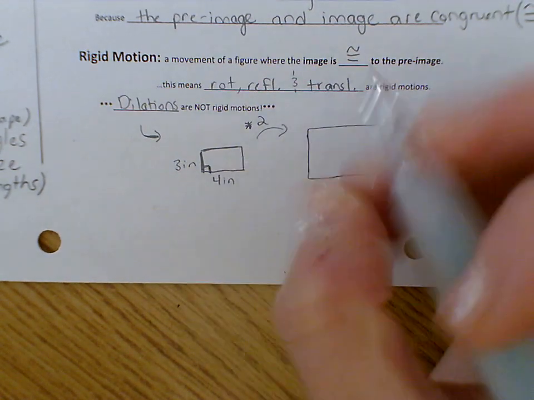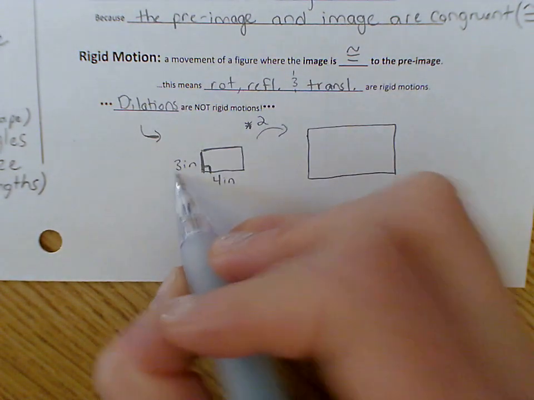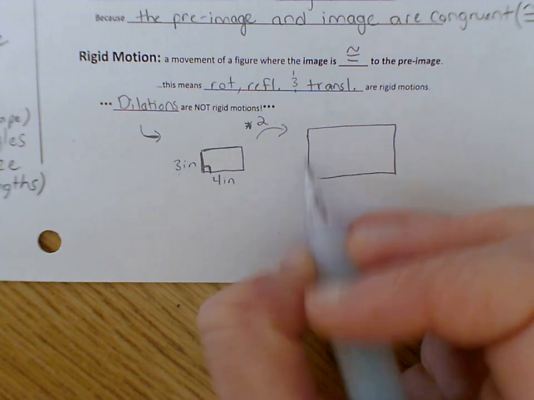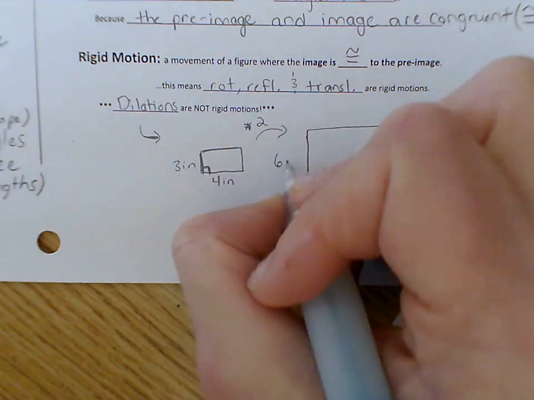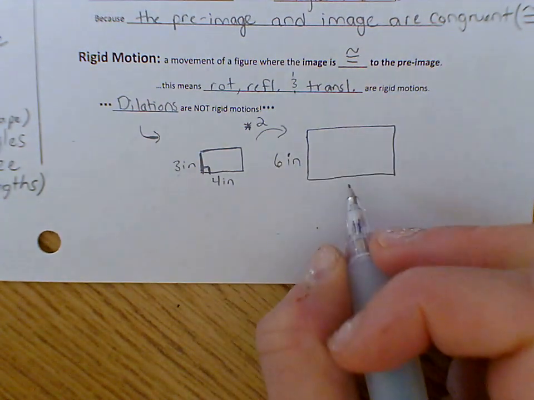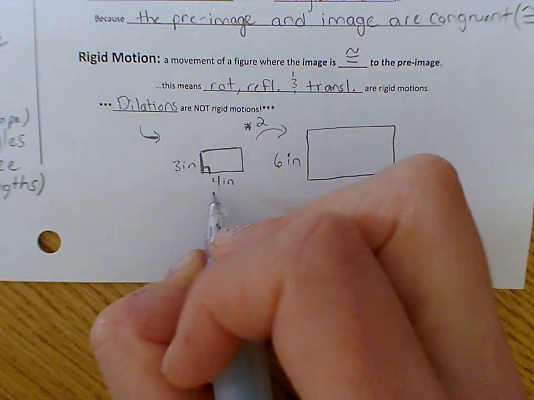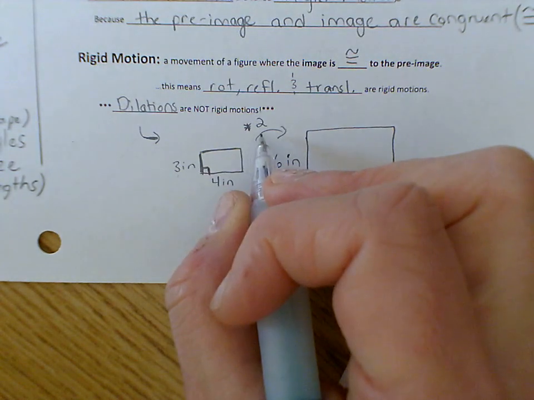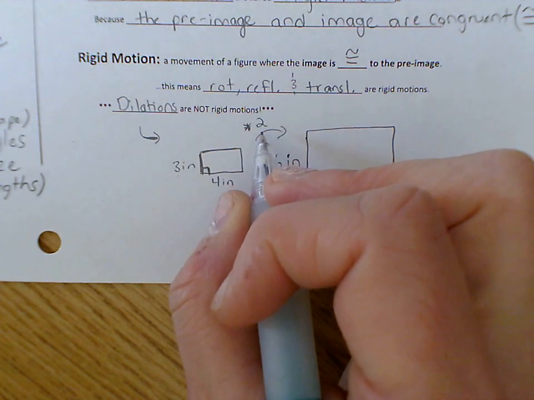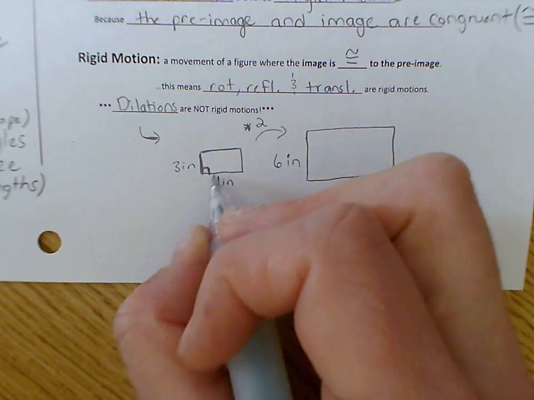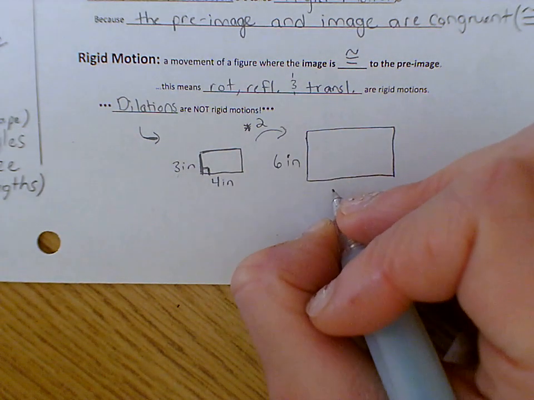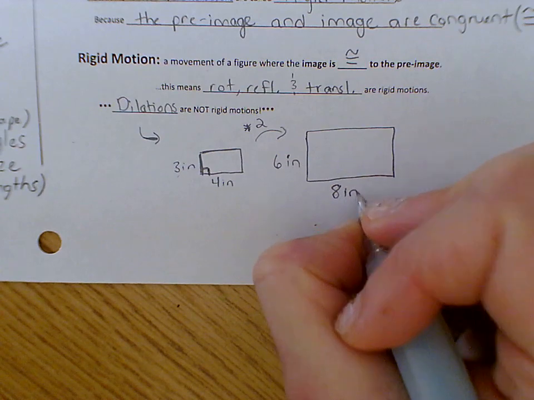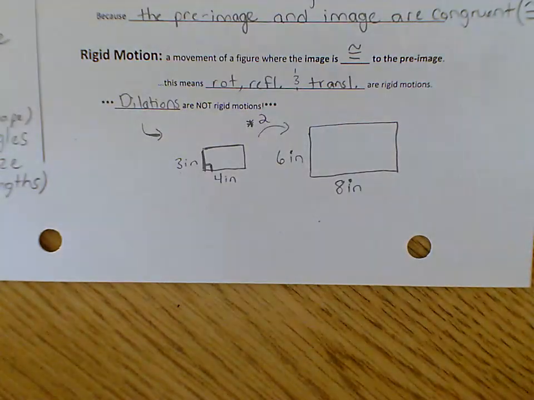So if I take 3 and I double it, this side, after I've dilated it, would have a length of 6 inches. And then this one, if I dilate that with a scale factor of 2, meaning that you double it by 2, that means you take 4 and you multiply it by 2. So 4 times 2 is 8 inches. And so we just dilated that figure, okay?